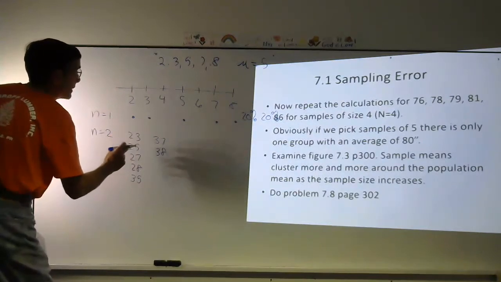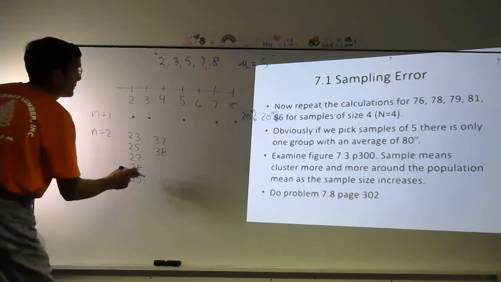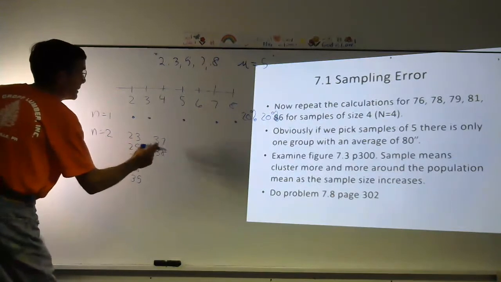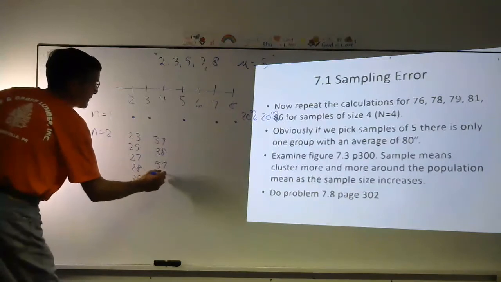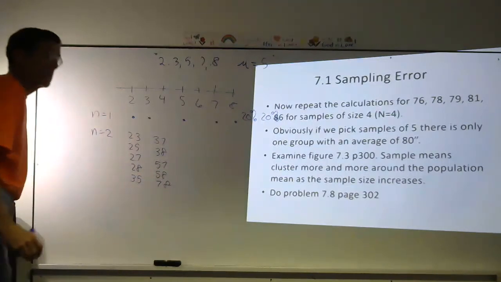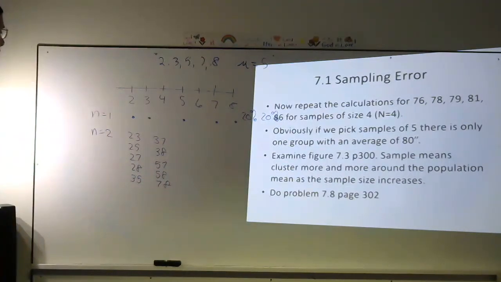2, 3, 2, 5, 2, 7, 2, 8, 3, 5, 3, 7, 3, 8. How about 5, 7, 5, 8, and 7, 8. Okay? Now I want to find the means.